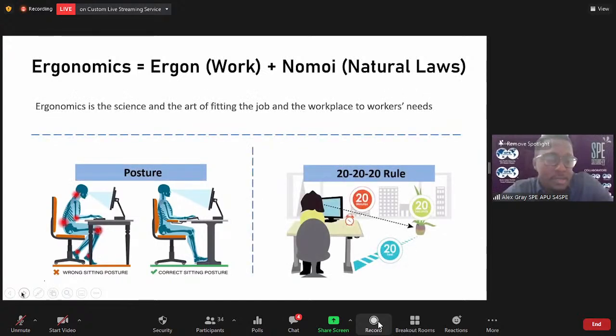Ergonomics as a combination word is the science and the art of fitting the job and the workplace to the worker's needs. In other words, this means making yourself comfortable wherever you're working from. Please ensure that you are following the correct sitting posture. And I hope all of us know about the 20 by 20 by 20 rule, which means that if you focus on your laptop or your phone for 20 minutes, please look 20 feet away for 20 seconds.